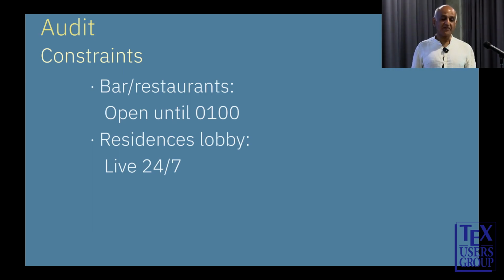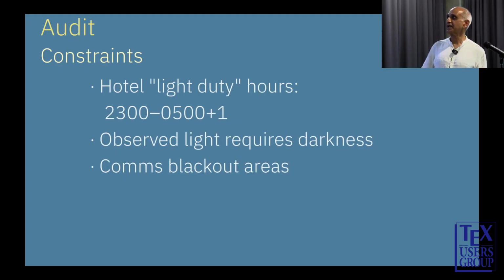And these residents are very unforgiving to disruption, as you can imagine. Hotel light duties: we have to do the work between 2,300 hours and 5 o'clock the next morning. This may be obvious to most, but just in case, observed light requires darkness. You have to flick lights on and off to identify light loads. People notice, and you have to do it in order to find out which light connects to which circuit.